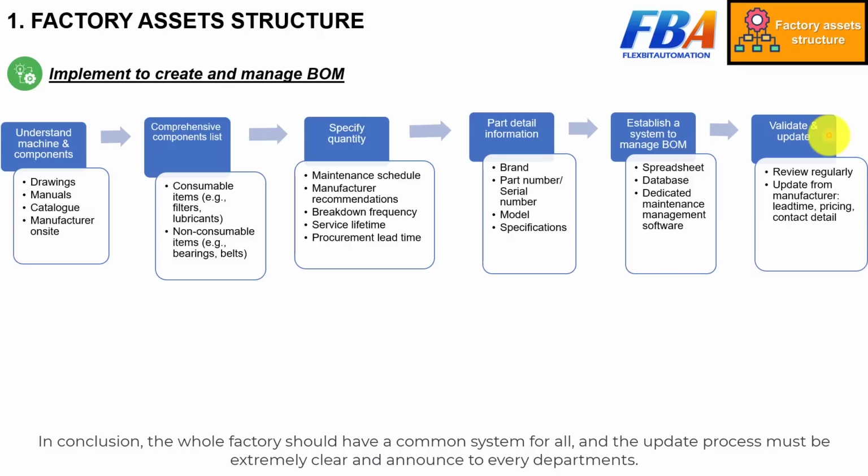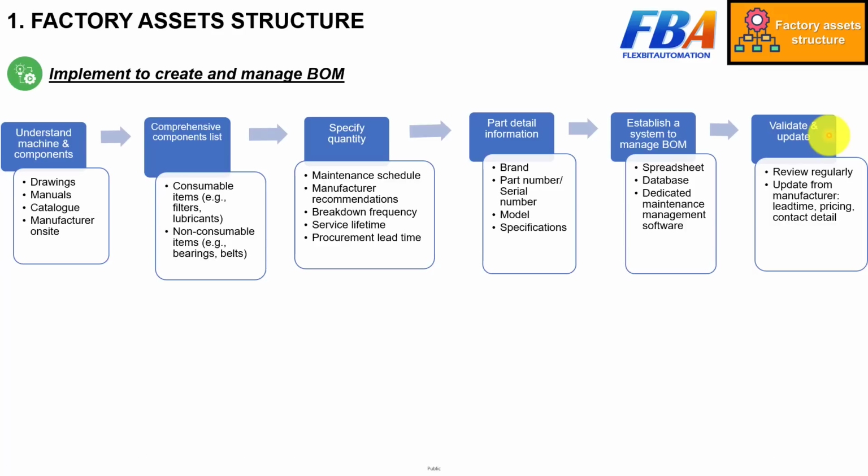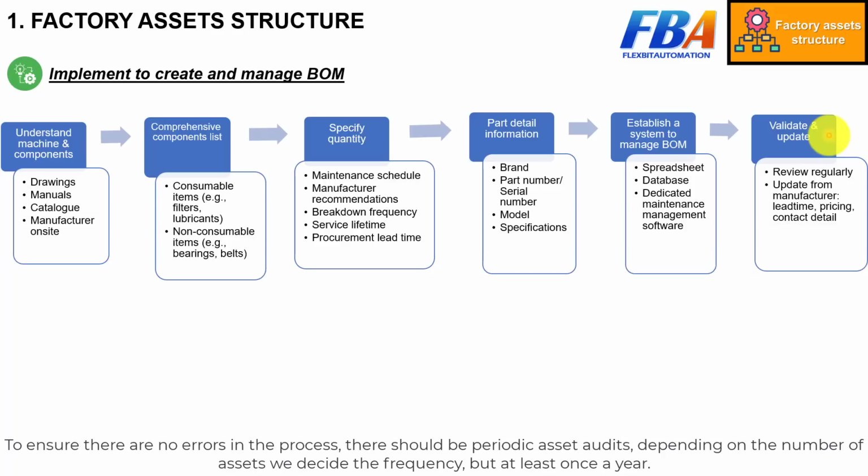So in conclusion, the whole factory should have one common system for all, and the update process must be extremely clear and announced to every department. If the process is manual, it's best to control it with an approval form by the department head and the plant director. To ensure there are no errors in the process, there should be periodic asset audits. Depending on the number of assets, we design the frequency, but at least once a year.